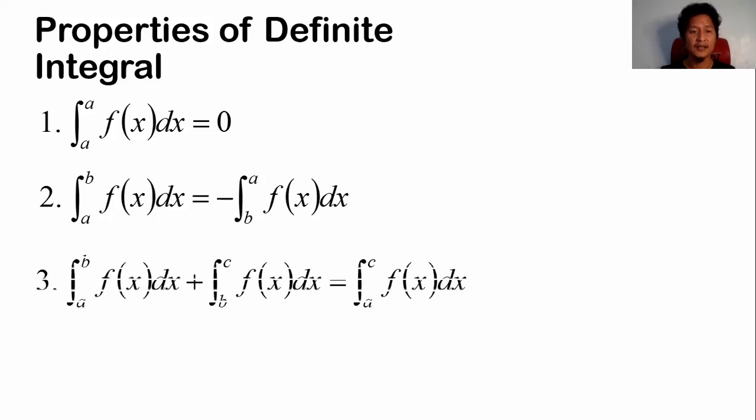Okay? And then finally, so this is just some sort of a triangle inequality. If we have the integral from A to B plus B to C, we can just get the integral from A to C na diretso. Okay? Malinaw ba yung mga properties na yan? Okay, any question with these properties?